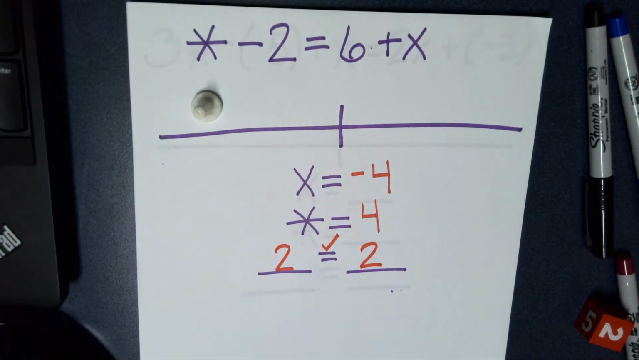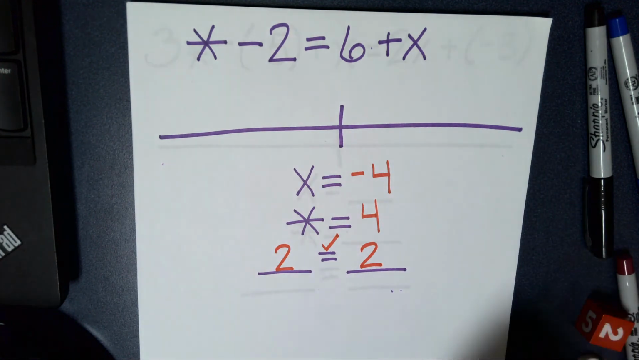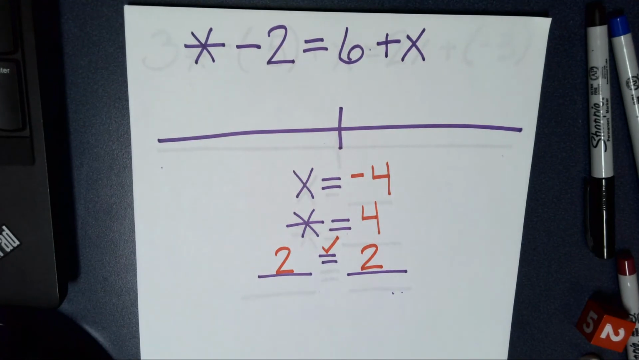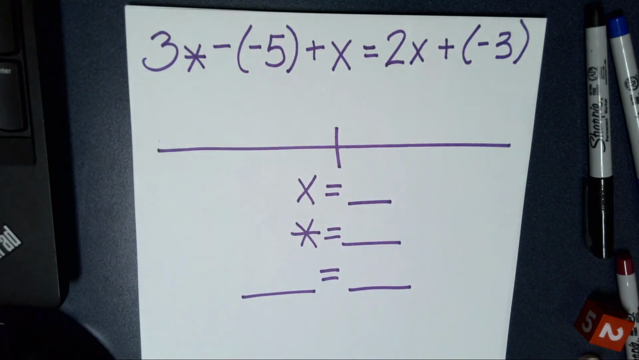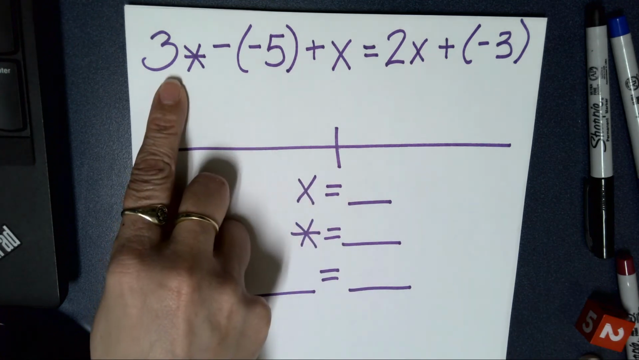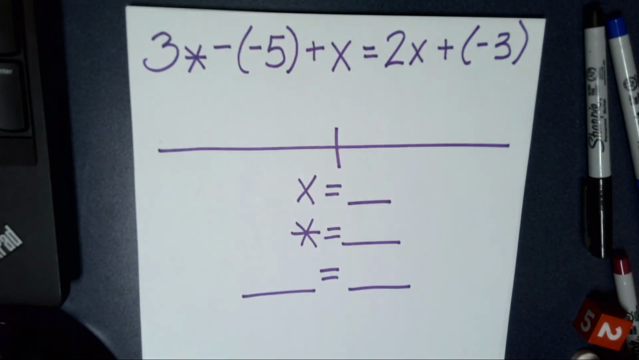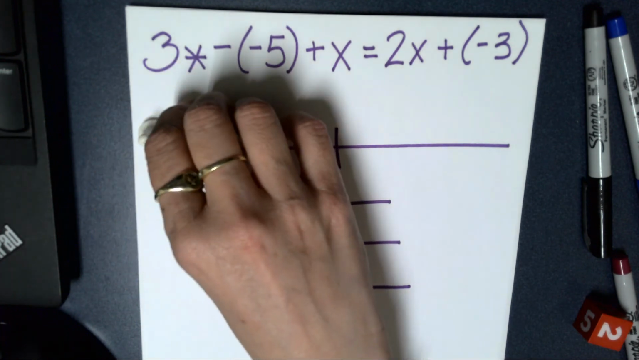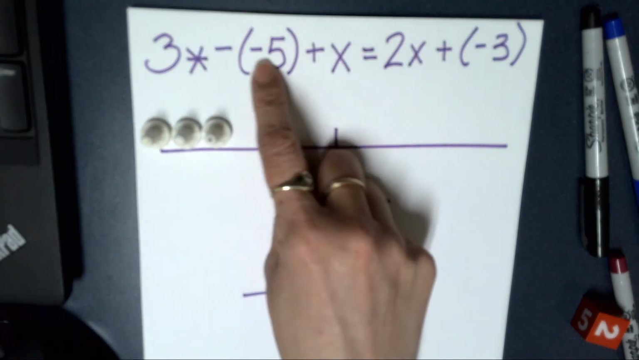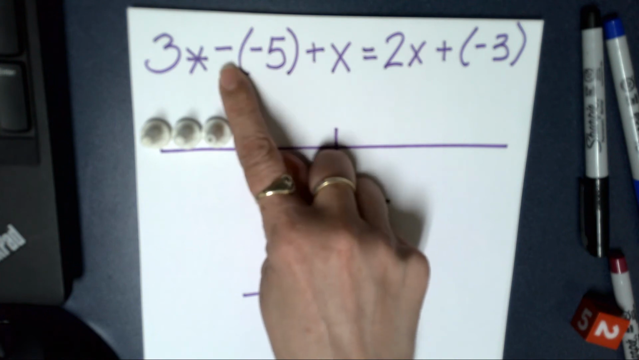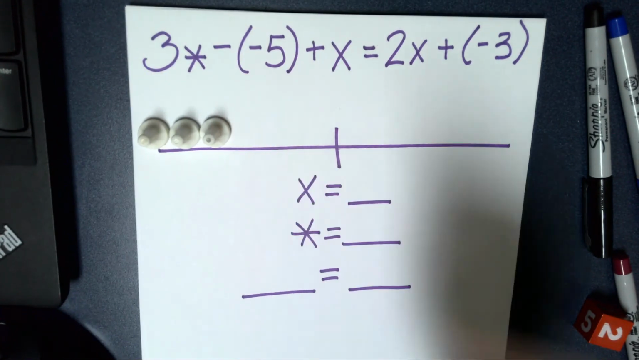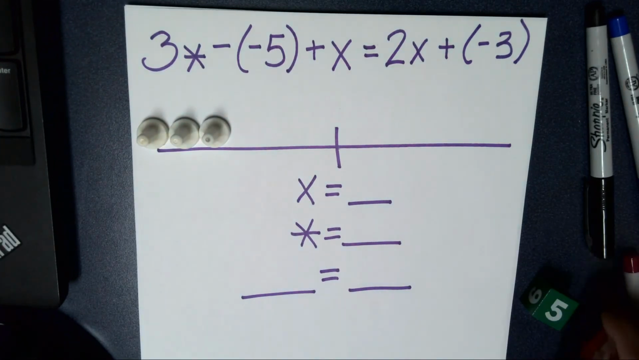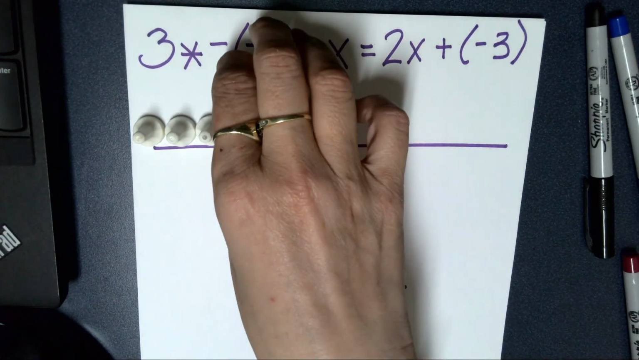We have one more problem. This one's a little bit bigger. So we're going to start with 3 stars. And we're going to remove a -5. In order to remove something that we don't have, we have to put in a 0 pair. So we're going to have a +5 and a -5.